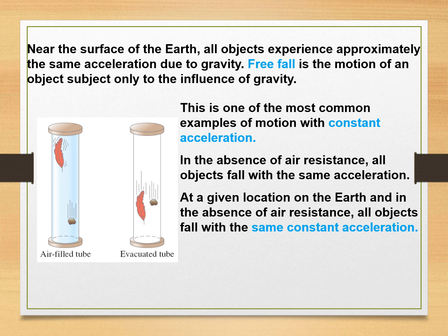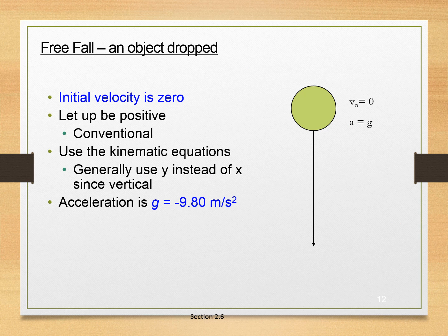Free fall is the motion of an object subject only to the influence of gravity. In the absence of air resistance, all objects fall with the same acceleration at a given location on the Earth, and with the same constant acceleration. The expression free-falling object doesn't necessarily refer to an object dropped from rest, but it also refers to an object thrown upward or downward.